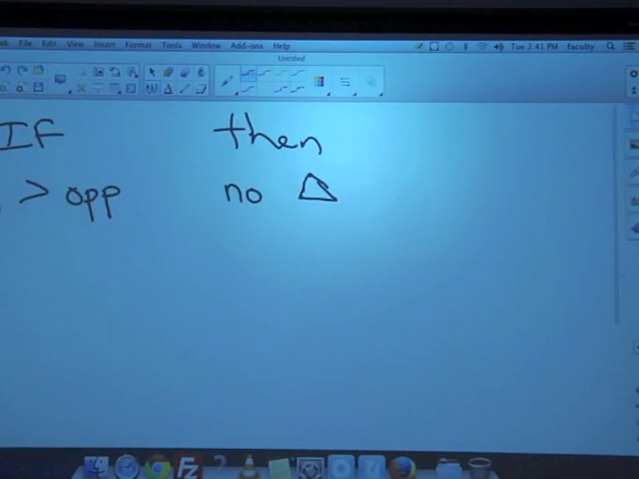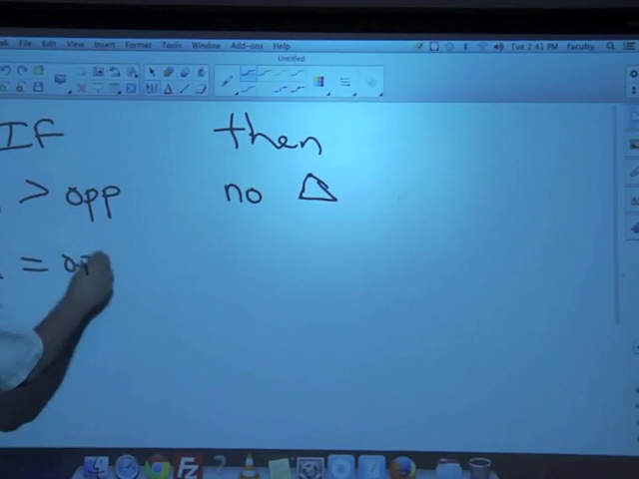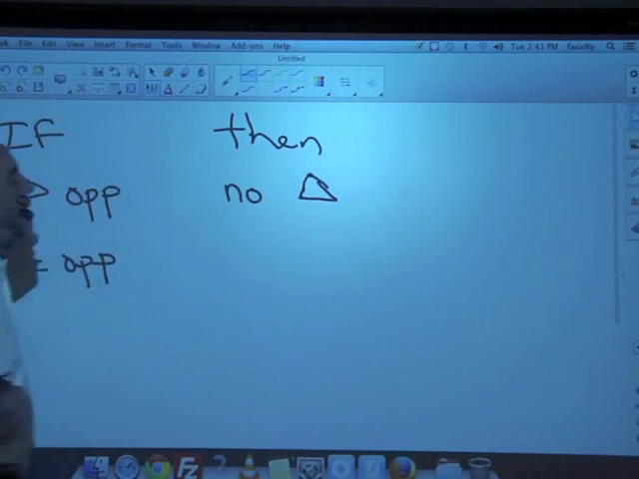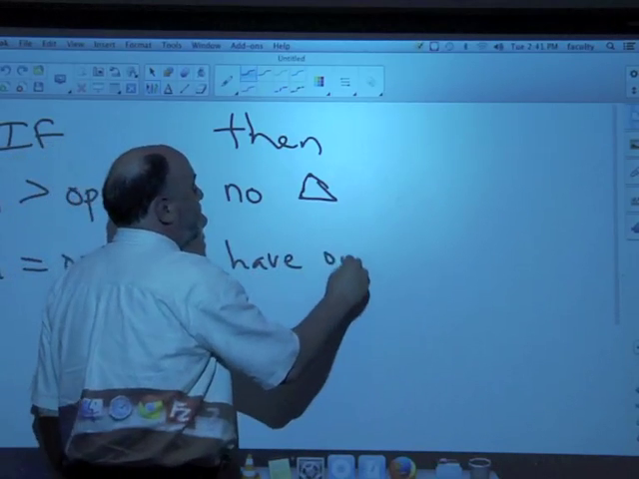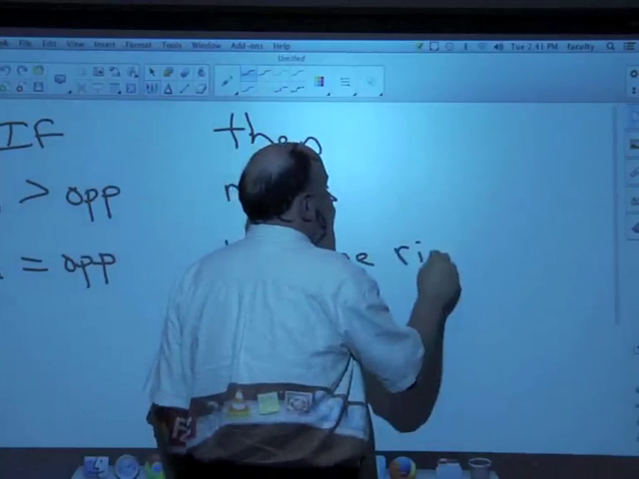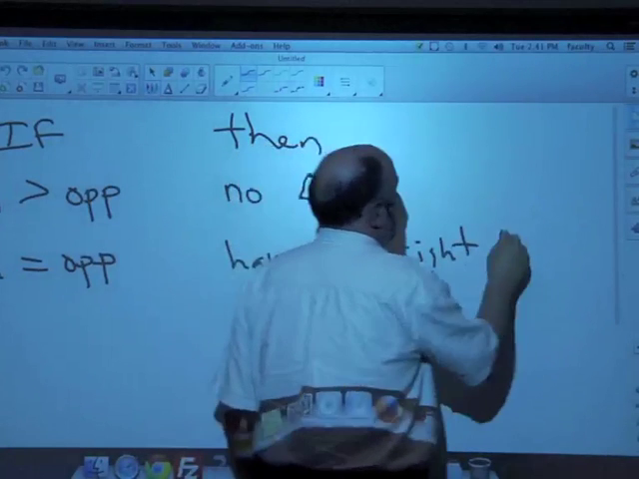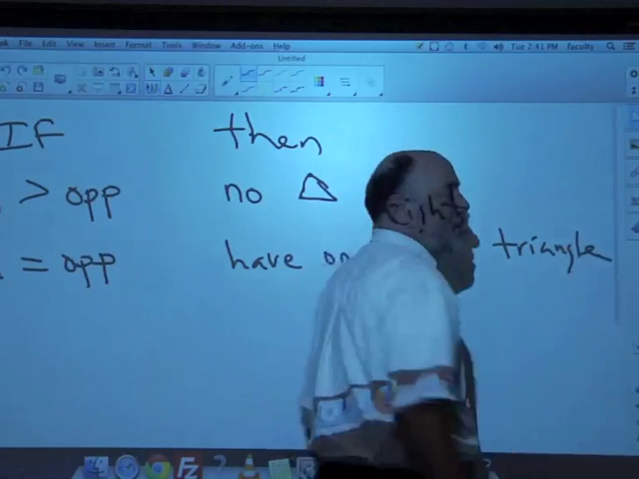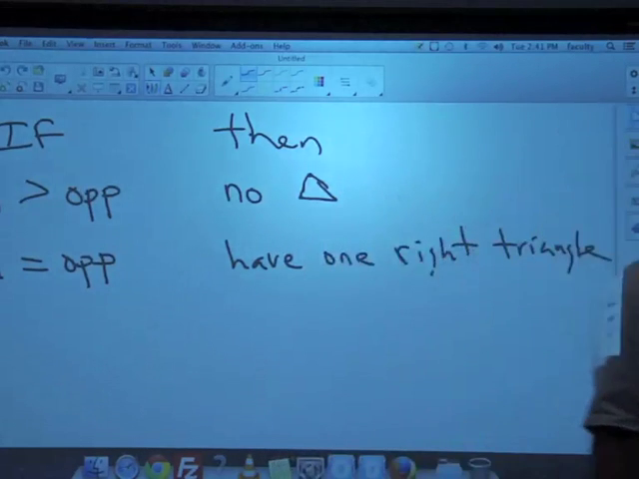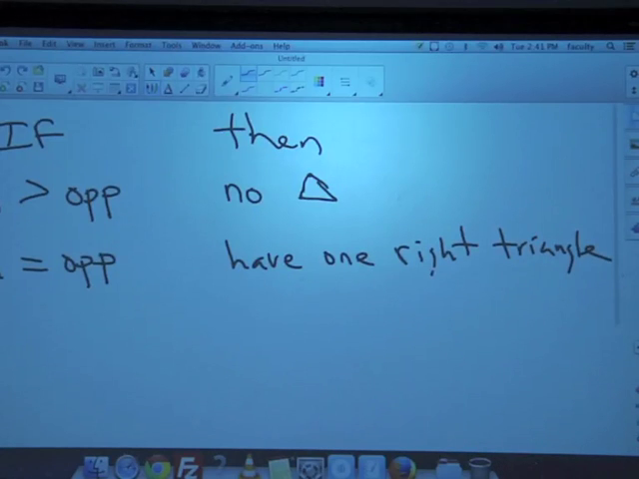Second possibility is that the height is equal to the opposite side. Then we have one right triangle. Okay. So if the height is 12, the opposite side is 12, we get a right triangle.